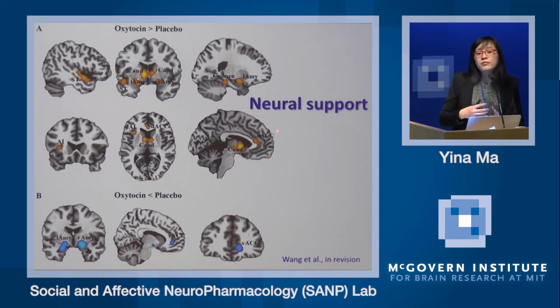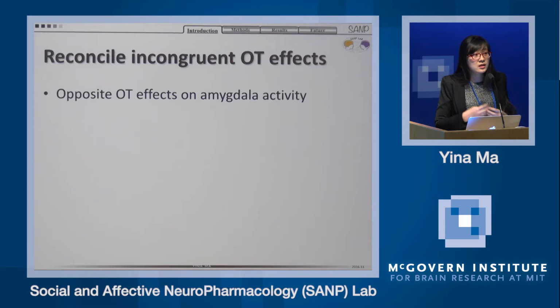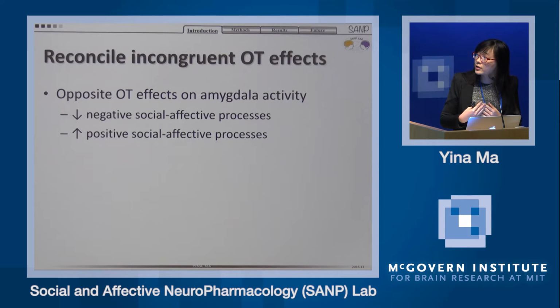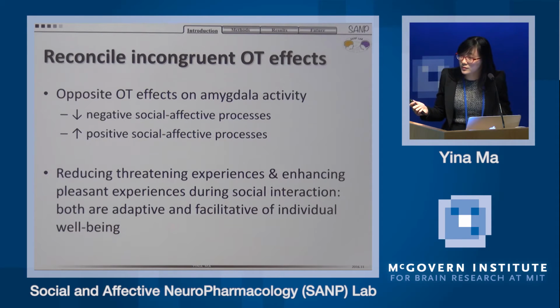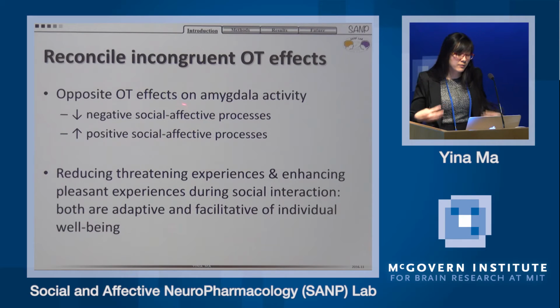When we do a further analysis on those studies, we can see that the studies showing oxytocin increases amygdala activity are from the studies that use positive social stimuli, such as infant faces or attractive faces, happy faces, social reward, or collaboration with others. Whereas the decreased amygdala activation comes from the studies that use negative stimuli, such as angry or fearful faces, baby crying, or social punishment. This can be understood because reducing the threatening experience and increasing the rewarding experience both come to the same end of facilitating your adaptation to the environment.